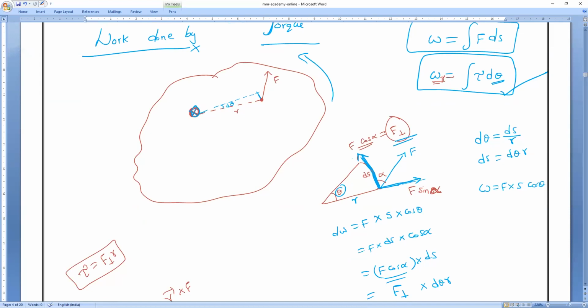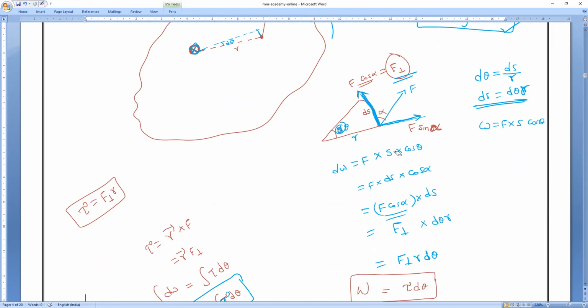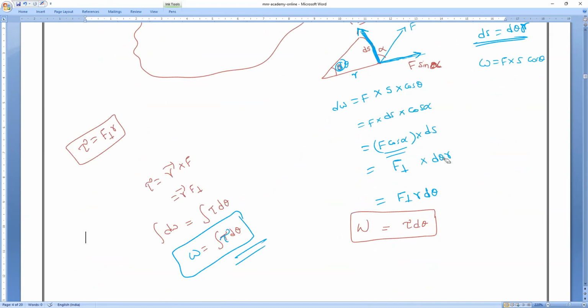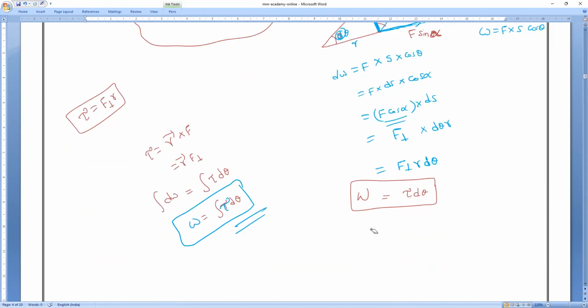Just proceed. The perpendicular force is F cos alpha, so F cos alpha is equal to F perpendicular. And this is not theta, it is d theta. d theta is equal to ds by r, so ds is equal to d theta into r. Work done is equal to F s cos theta, where force means F, s means ds, and cos theta means cos alpha. So F cos alpha is F perpendicular, times d theta r, and F perpendicular into r is tau. So tau d theta.